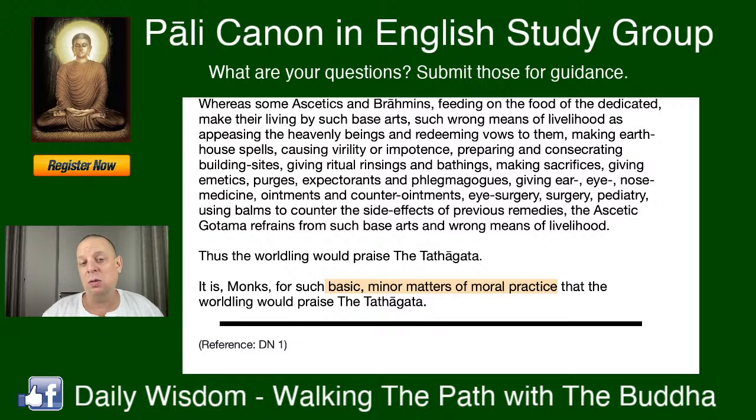And here the Buddha is saying this is a very basic minor thing as part of his moral practice, that he doesn't practice these other things. And if somebody else chooses to do it, it's up to them, but he's choosing not to do it.